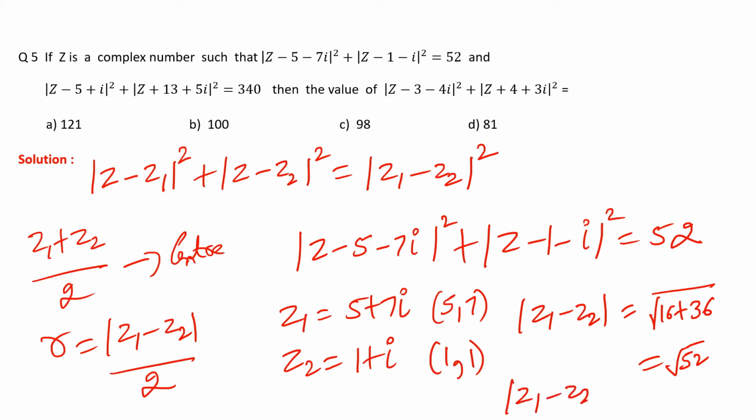So that means this equation verifies that the given equation represents a circle whose center will be the midpoint of z1 and z2. That means z1 and z2 are going to be at the endpoints of a diameter, right? And the radius is going to be mod of z1 minus z2 divided by 2. Fine. Now we move further.